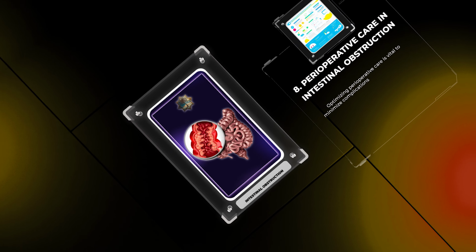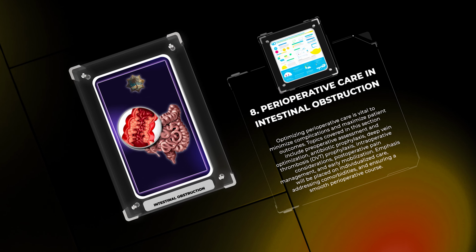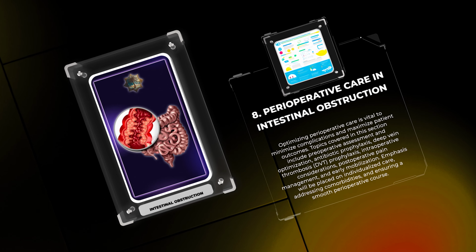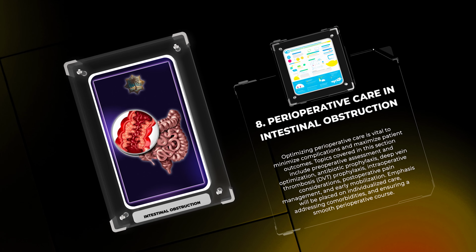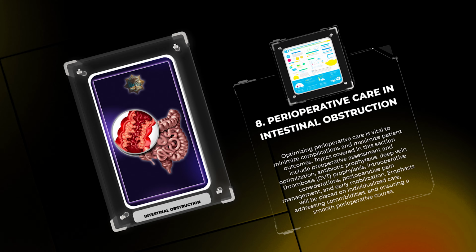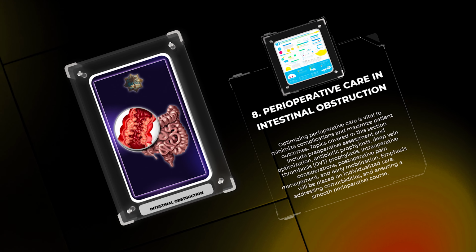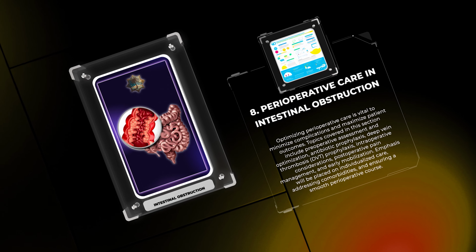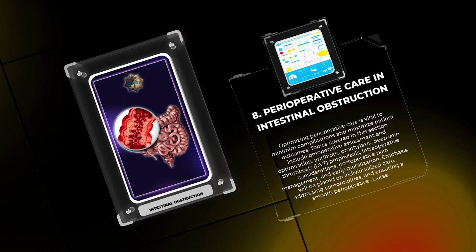Optimizing perioperative care is vital to minimize complications and maximize patient outcomes. Topics covered in this section include preoperative assessment and optimization, antibiotic prophylaxis, deep vein thrombosis (DVT) prophylaxis, intraoperative considerations, postoperative pain management, and early mobilization. Emphasis will be placed on individualized care, addressing comorbidities, and ensuring a smooth perioperative course.